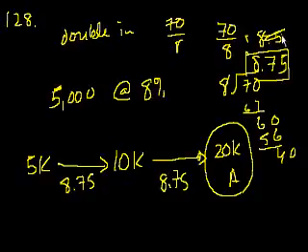I mean, if you look at that 8.75, you're roughly doubling every 9 years. They ask us how long, so you could say, oh, after 9 years I'm at 10, after another 9 years I'm at 20. So after 18 years I'll be at $20,000.